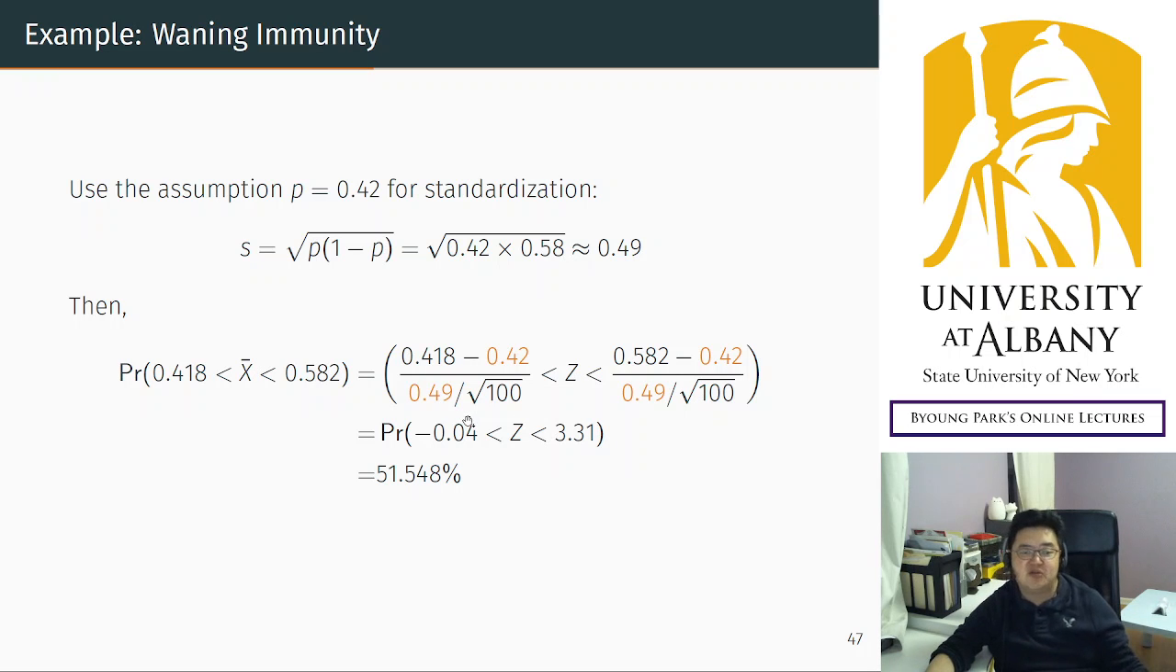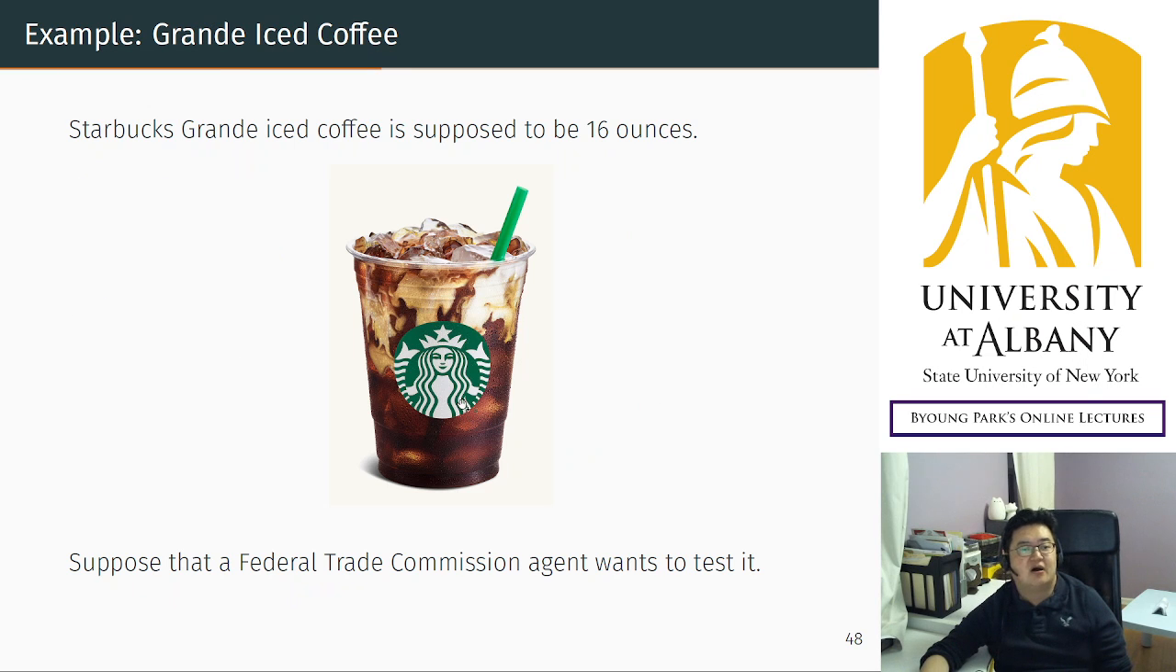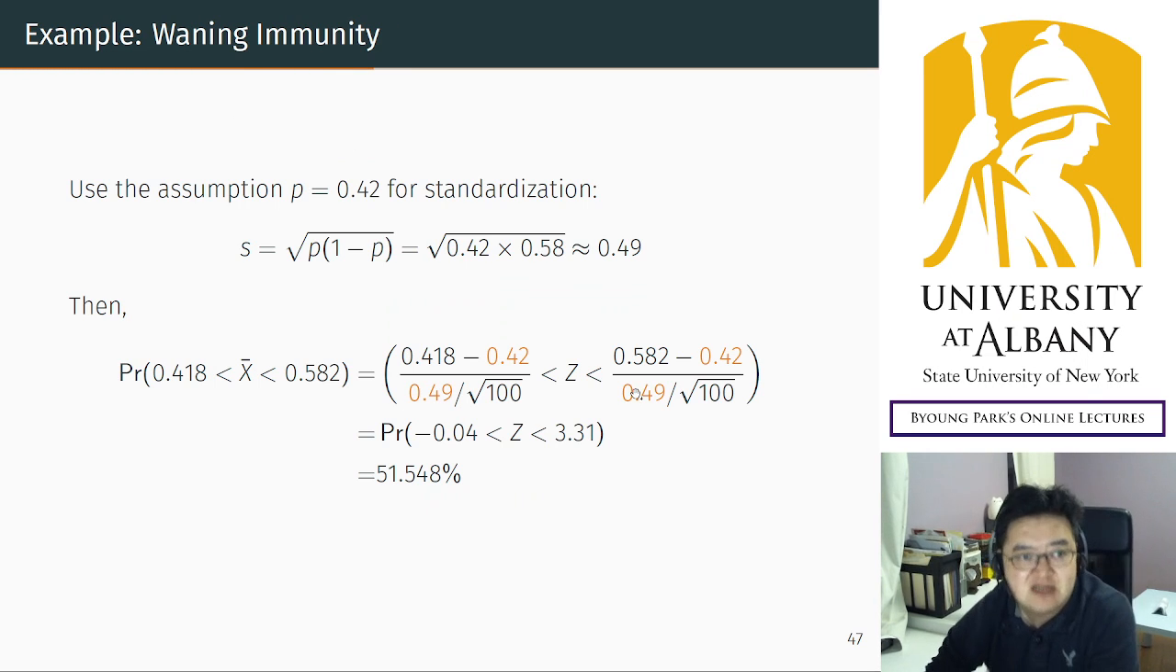So when you use binary distribution, remember what you are assuming, what the true value is, and based on the truth, you have to adjust your parameters for the sampling distribution. That's what I wanted to show you here, and as a result, the probability is 51%. More than half, you will fail to detect a wrong hypothesis in this case. That's what it says.